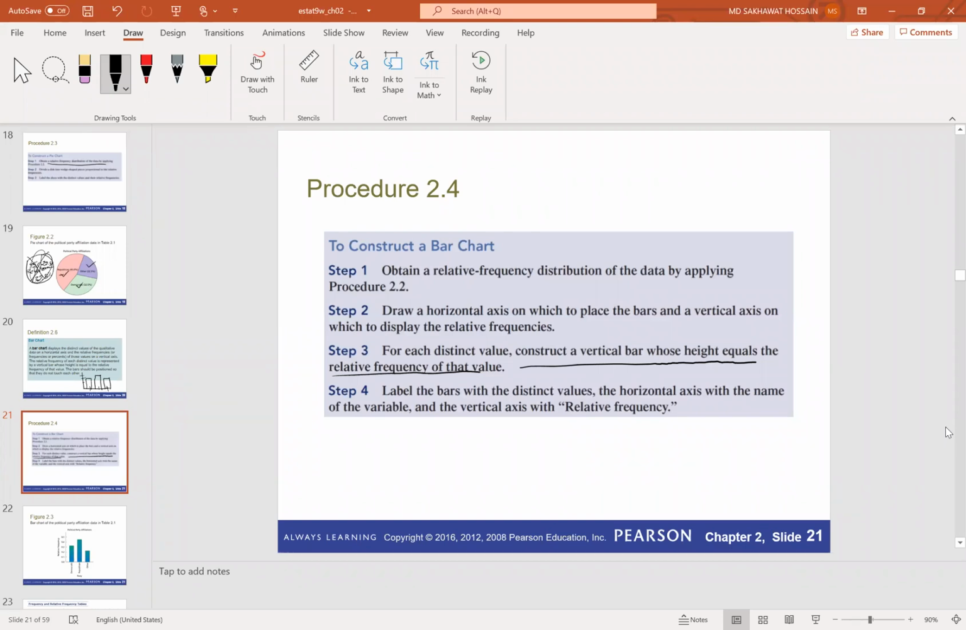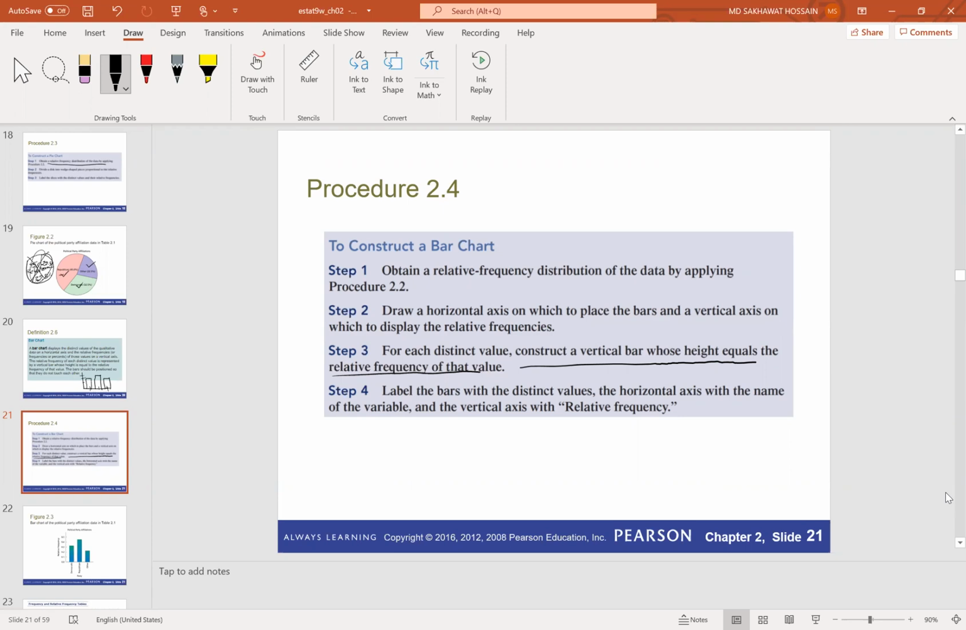And you have to just give the name of the horizontal axis, and that will be the name of the variable. And the vertical axis, you also have to give a name, and the name should be relative frequency if you are using relative frequency. But if you are using frequency, then the name of the vertical axis will be just frequency.